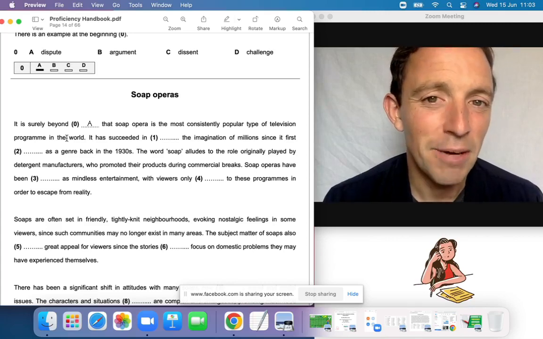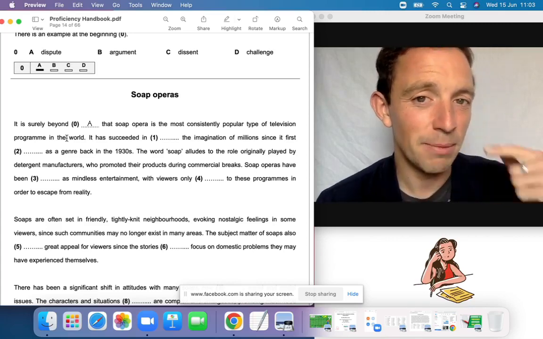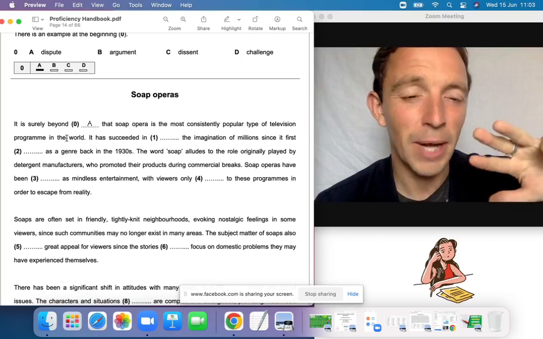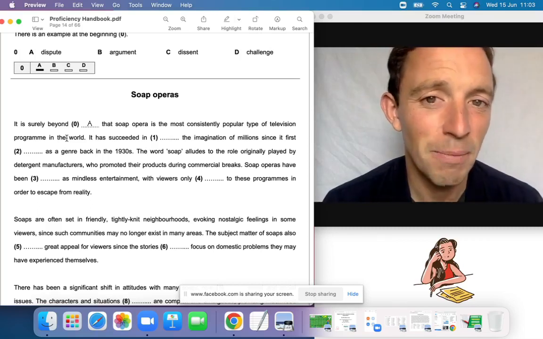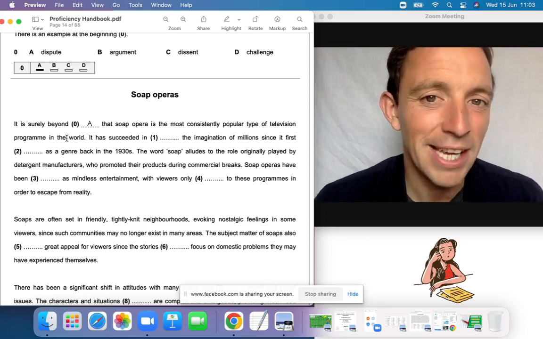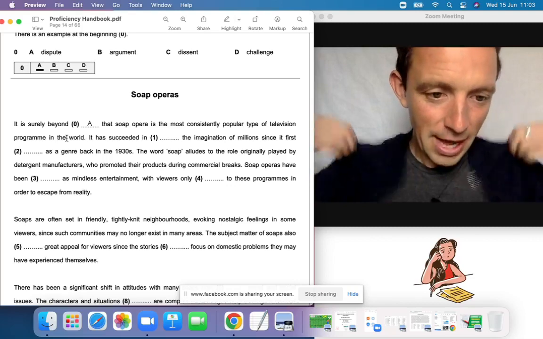As I said last week, most of the exams, the first certificate, the advanced and the proficiency from Cambridge, the structures are very similar, but the vocabulary and the questions might be more difficult, and this is a good example today of the proficiency level.